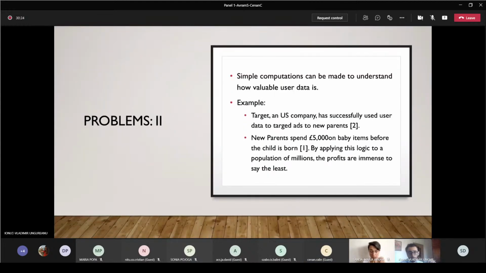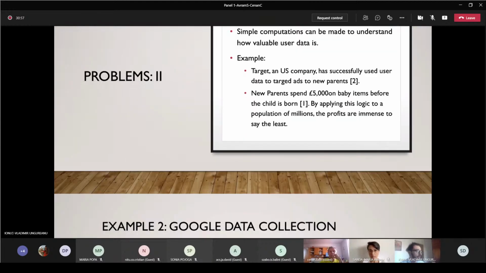Let me give you an example. A few decades ago, when technology was not that advanced, we noticed Target, a US company, successfully predicting new parents that are going to have a baby, and they delivered targeted ads. Since new parents spend about £5,000 on baby items before the child is born, to a population of millions, this is considerable profit. However, you might tell me that this does not hurt you because we are talking about targeted ads.